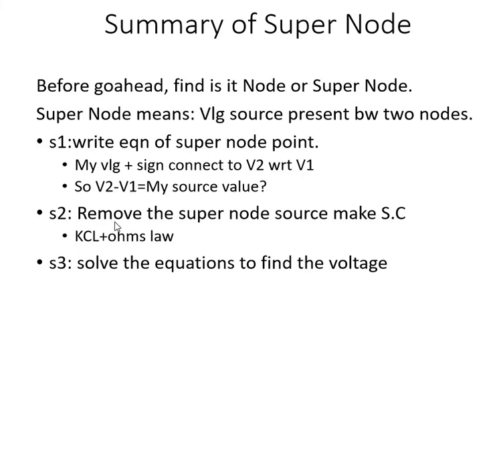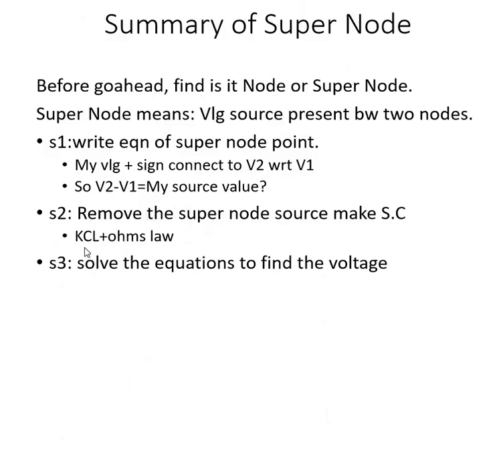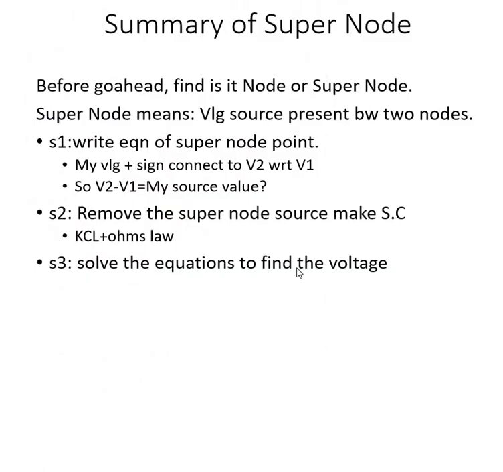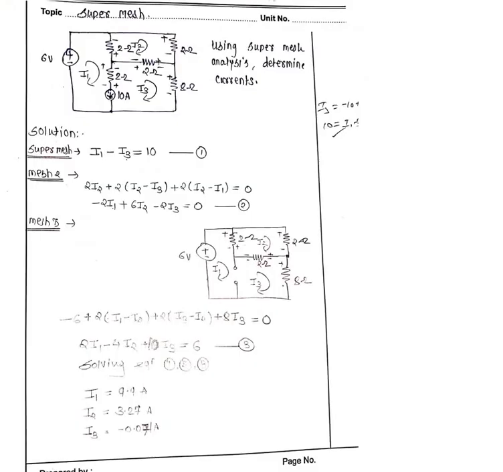Then step 2. Remove the super node source and make it a short circuit. Then apply Kirchhoff's current law plus Ohm's law, as usual, and write the equation. Then step number 3, solve the equations. So solve 1 and 2 and find out V1 and V2. That's all. The next one, super mesh.